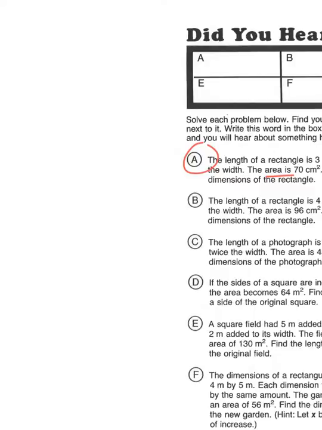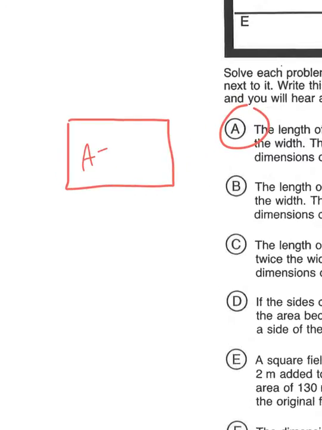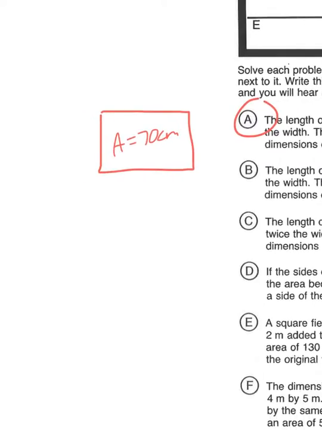So we're talking about a rectangle. So I just draw a rectangle and then we'll fill in some of the information that we have. For example, it tells us that the area is 70 centimeters squared, so I'm just going to put that in here. We know how to find the area of a rectangle. It's length times width. I don't know those yet, but I'll put in L and I'll put in W.